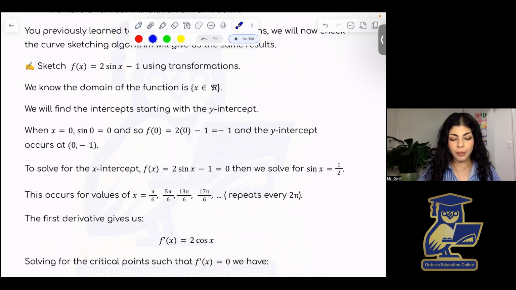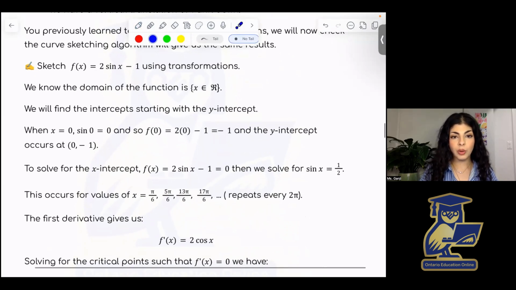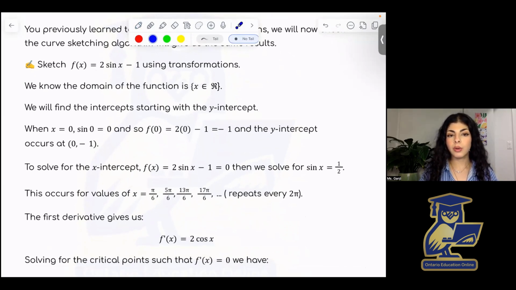So starting with our domain, we know that the domain of the function is all real values and no restrictions here. So we don't have any vertical or horizontal asymptotes, which is what we would expect for the sine function. Now we find the intercepts, starting with the y-intercept. So when x is 0, we know the sine of 0 is 0. So when we set x to 0, then we have negative 1.